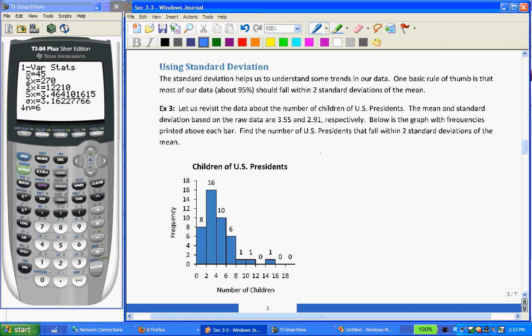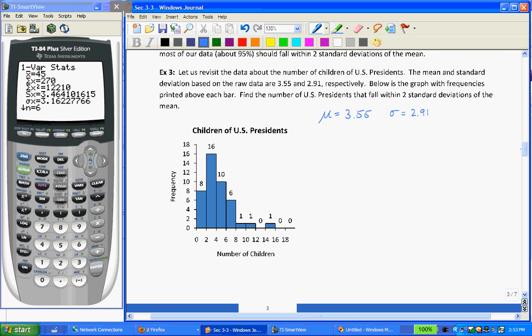So the mean, we can consider this a population because there's only so many U.S. presidents and we have information on all of them, so that's a population. So 3.55 for the mean and 2.91 for the standard deviation. So this is the same graph from before, with the frequencies printed above each bar, so it's a little bit different, just the way it's presented. We want to find the number of U.S. presidents that fall within 2 standard deviations of the mean.